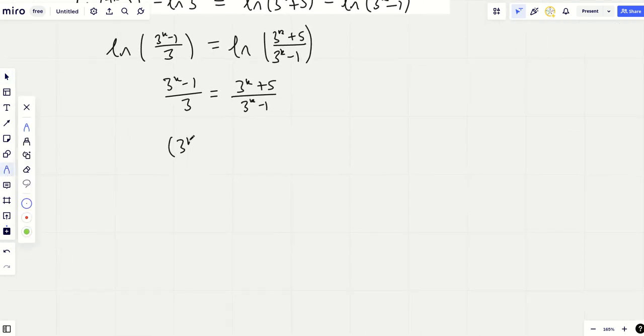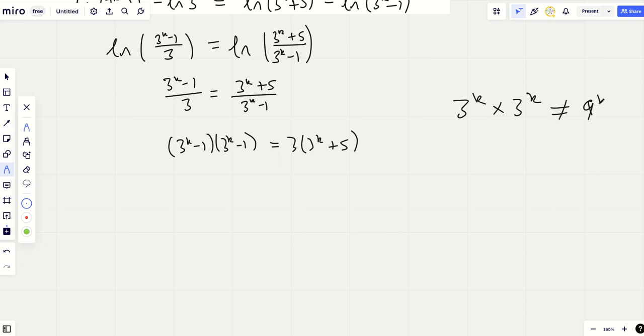So we get 3 to the k minus 1 times 3 to the k minus 1 equals 3 times 3 to the k plus 5. Now, 3 to the k times 3 to the k does not equal 9 to the k or 9 to the 2k or whatever else you're saying. It equals 3 to the 2k because x to the a times x to the b, we simply add the powers. We don't times the x's together, we just add the powers. And it's the same here. So this is actually going to be equal to 3 to the 2k. That was a common mistake I kept seeing.